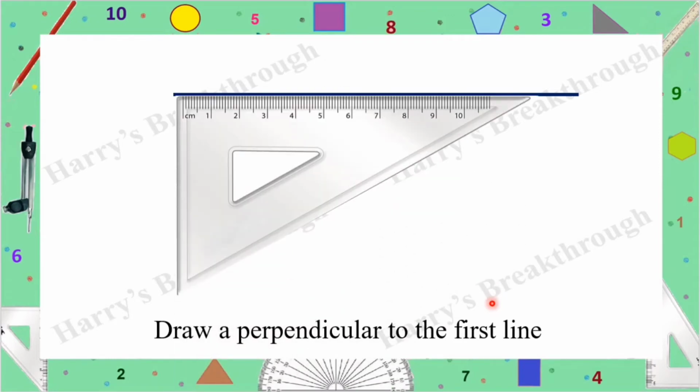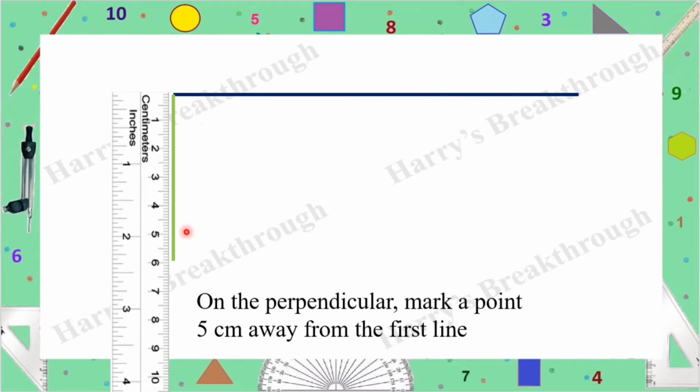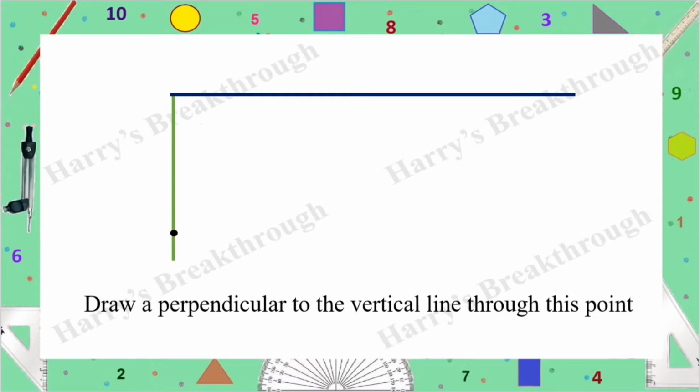So if we place our set square like this, we can draw a perpendicular on this side. Then draw a perpendicular and measure 5 centimeter length. So on this perpendicular, mark a point 5 centimeter away from the first line. So using a scale, we can mark a point at 5 centimeter. Then you have to draw another perpendicular to this vertical line through this point.